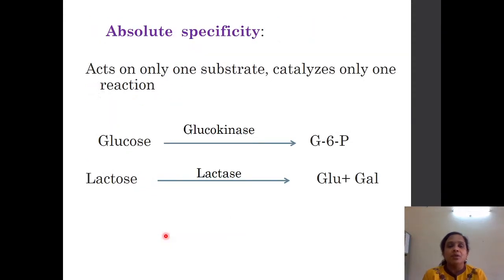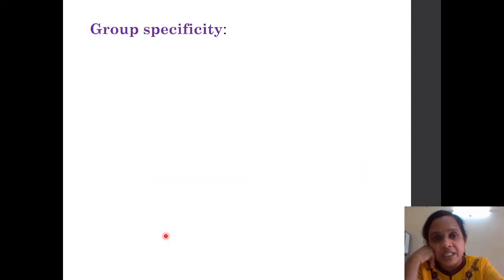What do you mean by absolute? Absolute means it will act only on that particular substrate. Like glucokinase will act only on glucose. It will not act on fructose or any other component. So that is absolute specificity. Now hexokinase can act on any of the hexoses, whereas glucokinase will act specifically on glucose. Another example is lactase, which can act only on lactose. So that is absolute specificity.